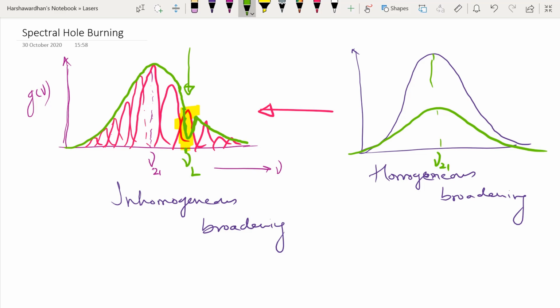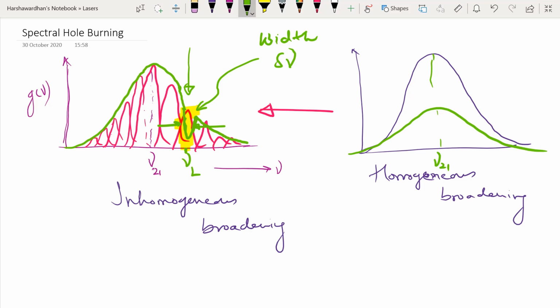Now one may ask, for example, what is the width of this spectral hole that we have burnt in this gain profile? Let me call that width delta nu, and this width is actually the homogeneous line width associated with that collection of atoms and centered at nu L, right? So this now becomes the width of the hole that one has burnt.